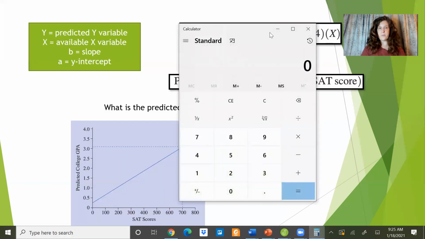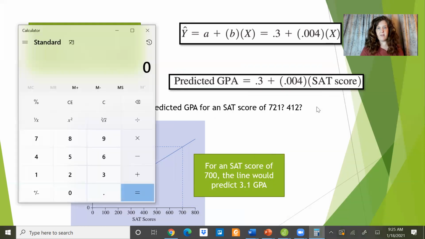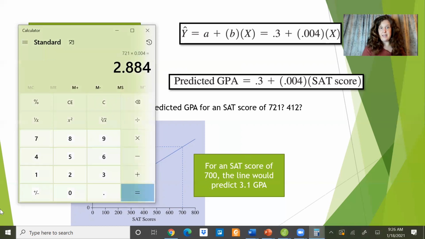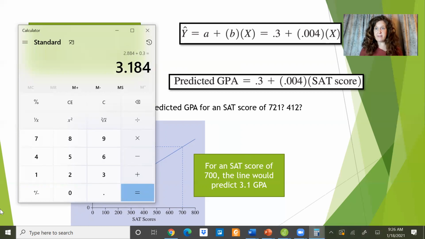Okay, so I have these little questions for you. What is the predicted GPA for an SAT score of 721? Okay, well, let me put this somewhere reasonable. If I'm trying to predict GPA based on an SAT score of 721, I would take 721 and multiply it by my slope of 0.004, just to make sure I have this all right. That would be 2.884, and then I would add 0.3. So if you had an SAT score of 721, I predict that you'd have a little scooch over a B, a little over a B, nothing to be ashamed of, the 3.18.